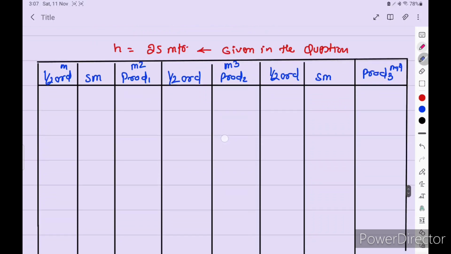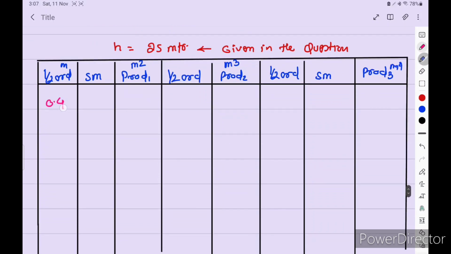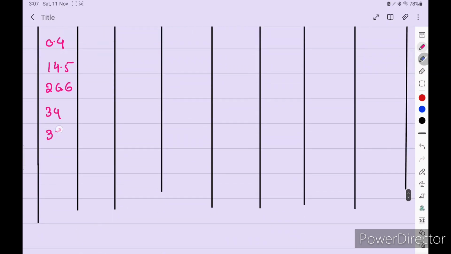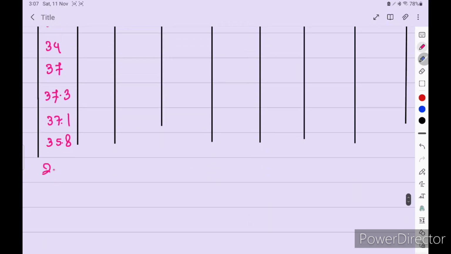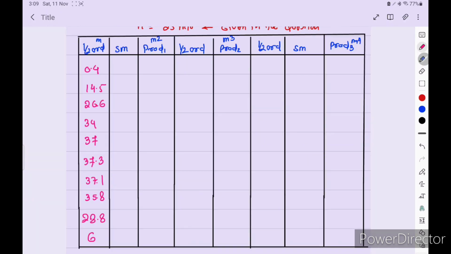So now put the values given in the question: 0.4, 14.5, 26.6, 34, 37, 37.3, 37.1, 35.8, 28.8 and 6. Okay, so the total number of half ordinates is 10.